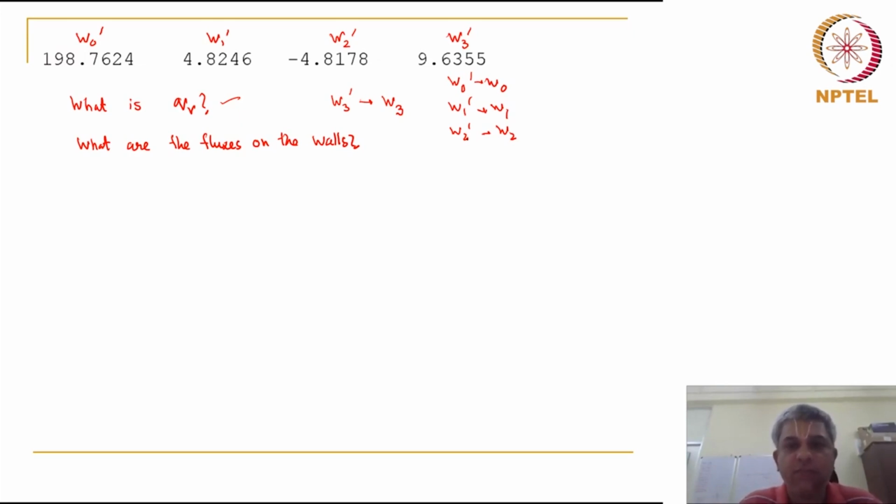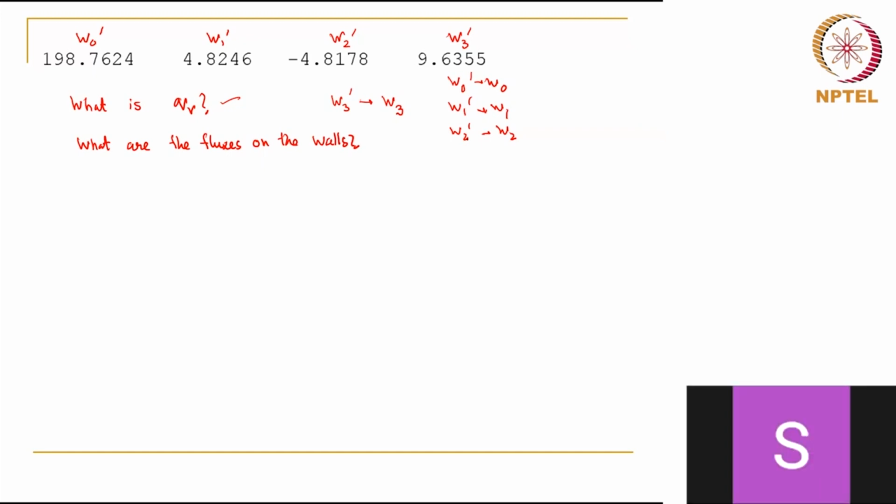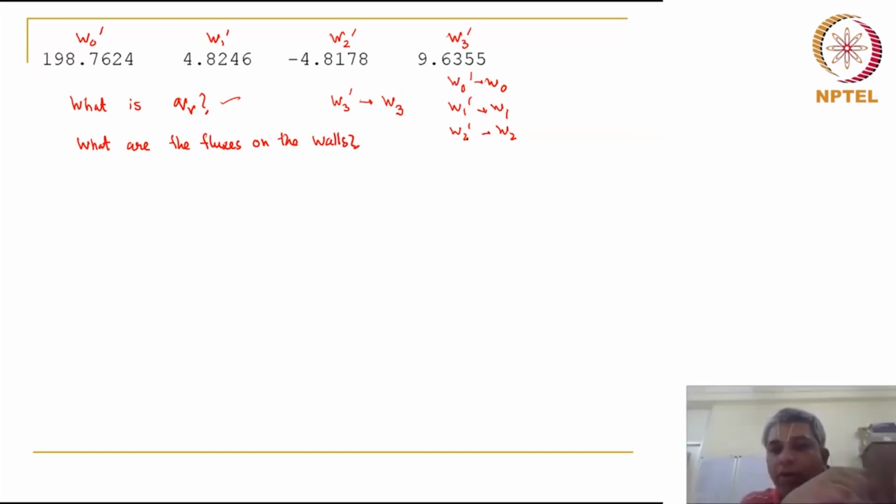How do I convert W0 prime to W0, W1 prime to W1, W2 prime to W2, and as was rightly pointed out, if I convert W3 prime to W3, then I can multiply it by K and I will get my QV. That is perfect. Of course, for finding out heat transfer at the wall, I will also need W0, W1, W2. So from W0 prime, I need to go back to W0, and W1 prime, I need to go back to W1, etc.